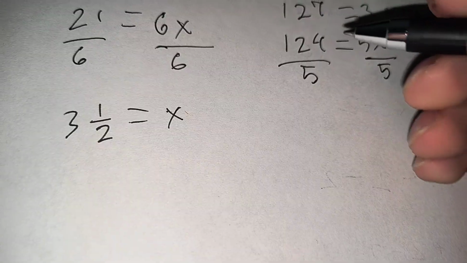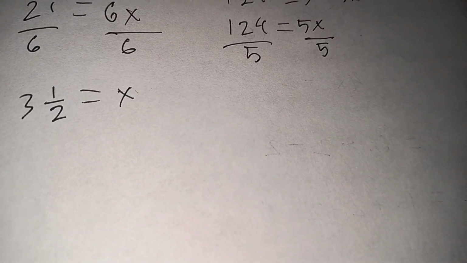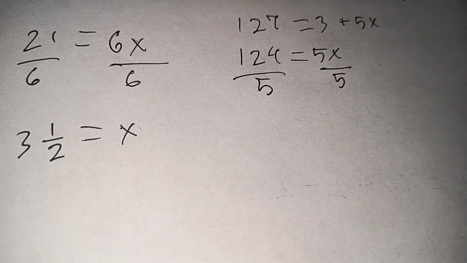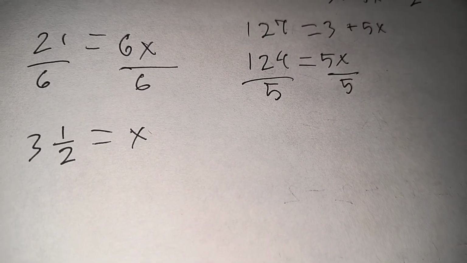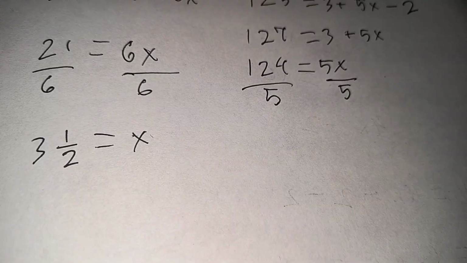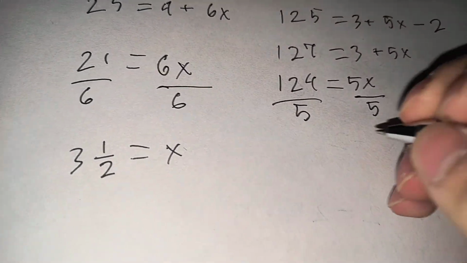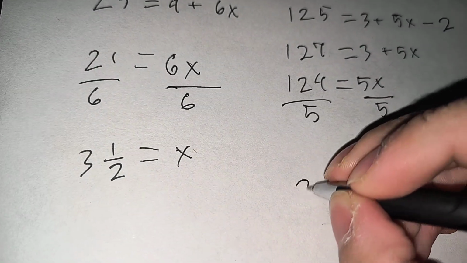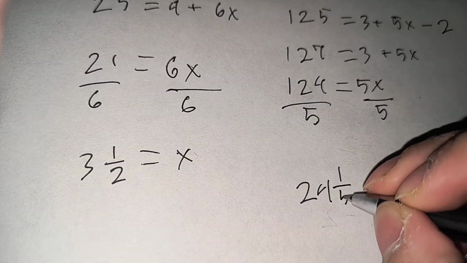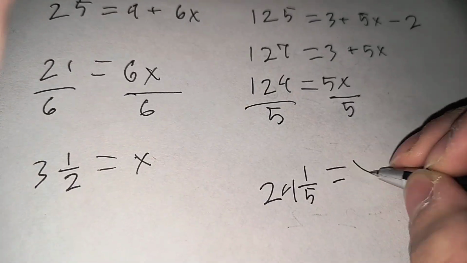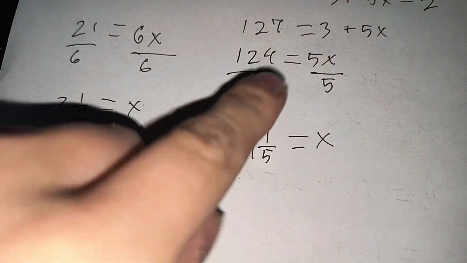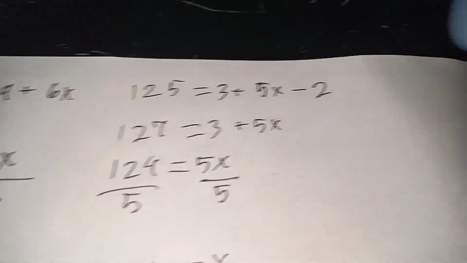Okay, and then 124 divided by 5 is equal to 25, I believe. No, 24, with a remainder of 1. So 24 and 1 over 5, which is equal to just x. So x in this scenario is equal to 24 and 1 over 5.